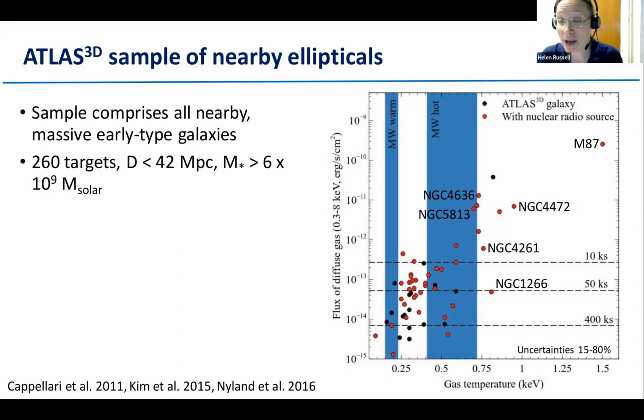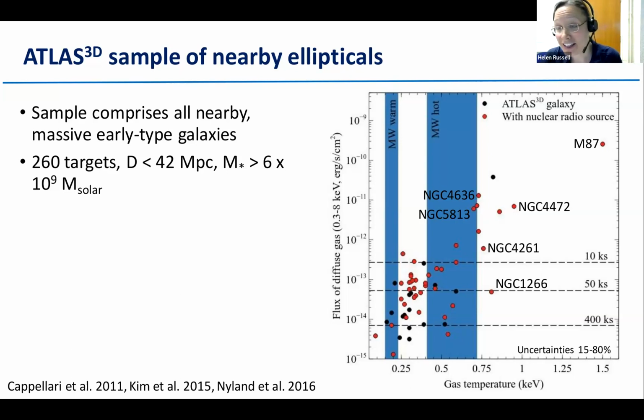If we want to do feedback studies with AXIS, then I've got typical exposure times that we'd need as these horizontal dashed lines here. So 10 kiloseconds with AXIS up here. This is equivalent to about 250 kiloseconds with Chandra at launch, 2.5 megaseconds with Chandra now. This is just as a result of the fact these are such low temperature soft systems.